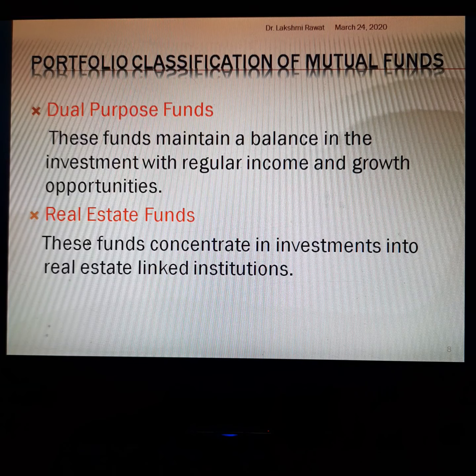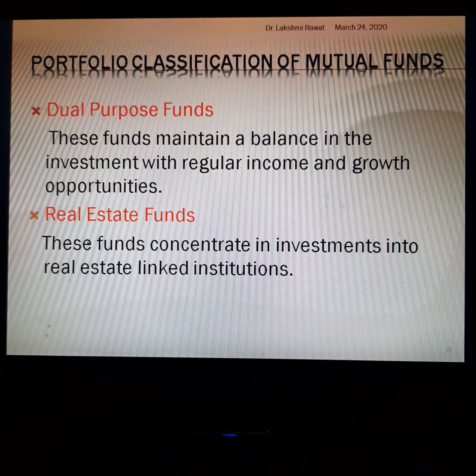Next, we speak about the dual purpose funds. These funds maintain a balance in the investments with regular income as well as growth opportunities. So, thus, these funds are received and then pooled together and used in an investment to derive a portfolio income for investors who want to hold income shares, and the investors who hold the capital shares receive no income, whereas those who receive the income share may receive a part of the investments from their portfolios in the form of capital gains.